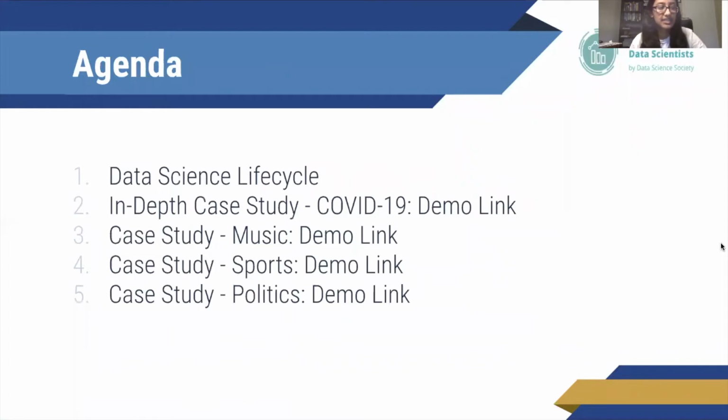The agenda for today's lecture is, first, I'll talk about the data science lifecycle to recap everything we've done this semester. Second, we'll have an in-depth case study that's related to COVID-19, followed by 3 more case studies related to music, sports, and politics.